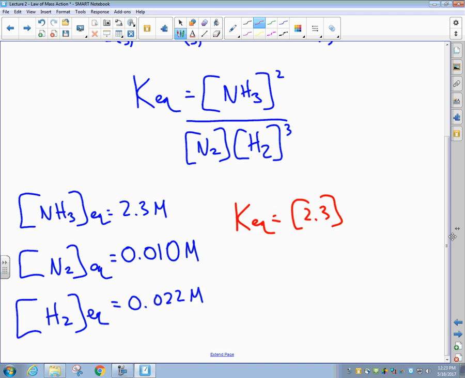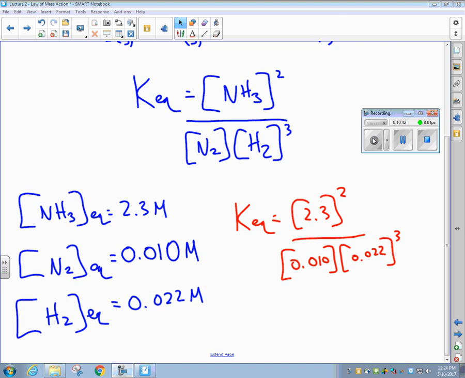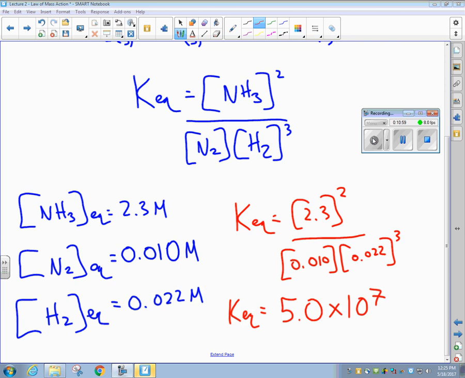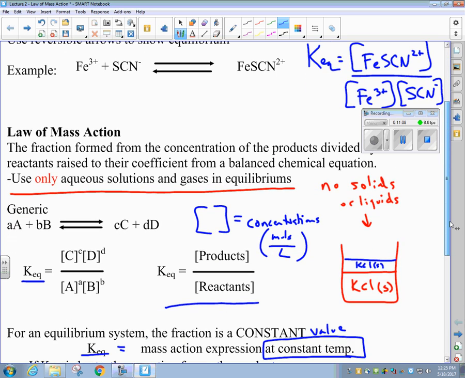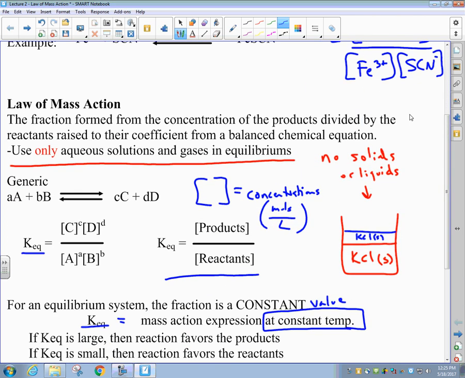So we'd have 2.3 squared divided by the 0.010 times the 0.022, and that needs to be cubed. I go ahead and solve for KEQ, and I get an answer of 4.9. Actually, with just two sig figs, we get 5.0 times 10 to the 7th. So we went ahead, did this calculation for just a moment to then briefly talk about the implications of this value we just calculated. If we go back to the previous slide here, we have the statements right here.